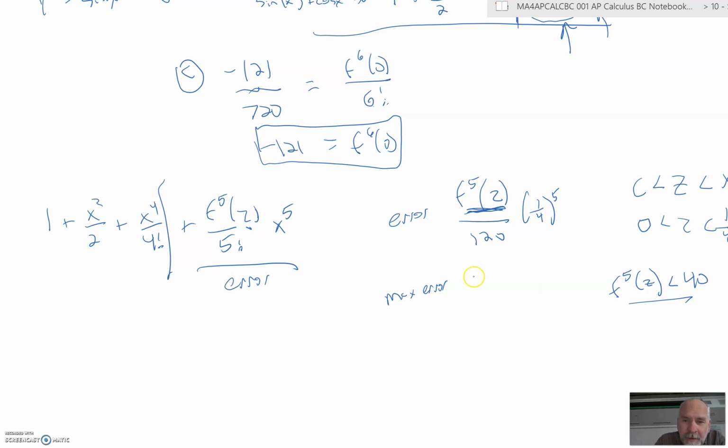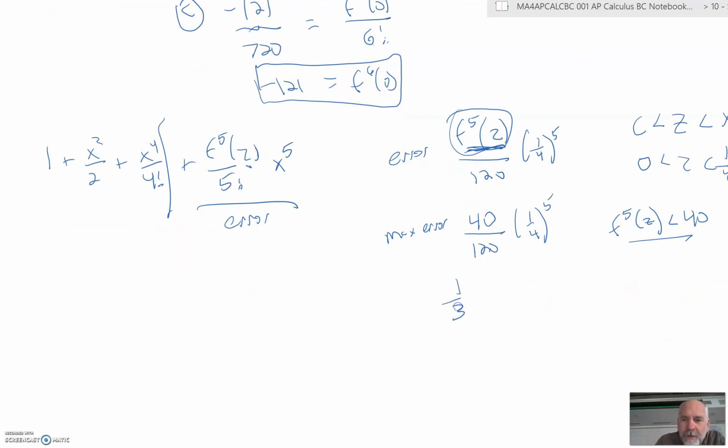And so the maximum possible error is 40 over 120, because the worst this could be is 40. That's the biggest contributor to the error, to the fifth. Well, what is this? This is 1/3 times 1/4 to the fifth. So 4, 8, 16, times 4 is 32, 64, times 4 is 128, 256, times 4 is 1024. So times 1 over 1024.